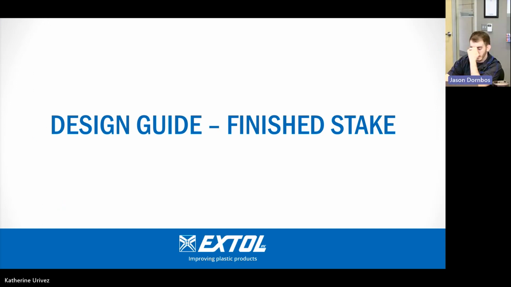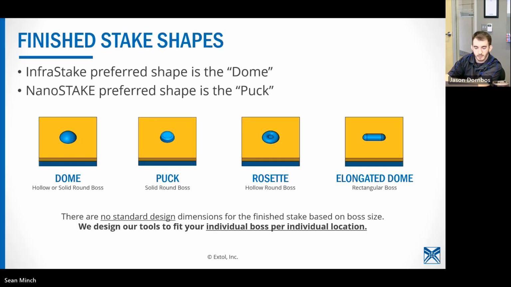So what can your stake look like? And how do we determine what geometries might be used to make that shape? InfraStake has a dome shape as a preferred way of designing your finished shape. We have done loads of other different shapes as well, some of which are shown to the right. nanoSTAKE is more of a puck shape. We try to do that to keep the heat time optimized, so the closer we are to the heater, the faster the conduction can take place.